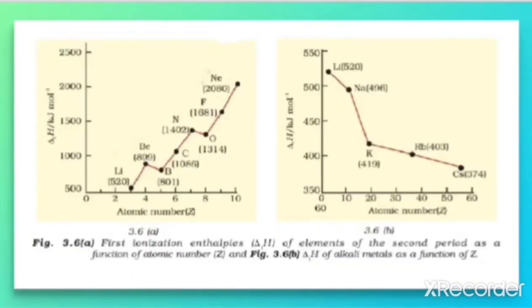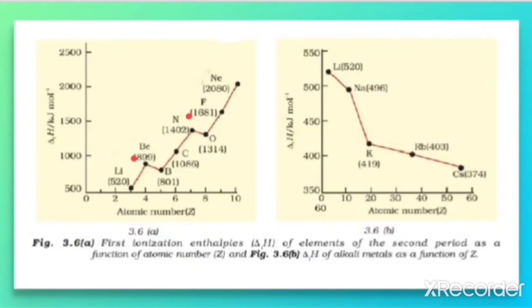From this plot, it is clear that the ionization enthalpy increases with the increase in atomic number, that is, from left to right in the periodic table. That's why the plot is moving upwards. But here you can see some variation. Beryllium, because of its stable configuration, has a little bit higher ionization enthalpy. Similarly, nitrogen also has a little bit higher ionization enthalpy. Therefore, this variation is clear in this plot.